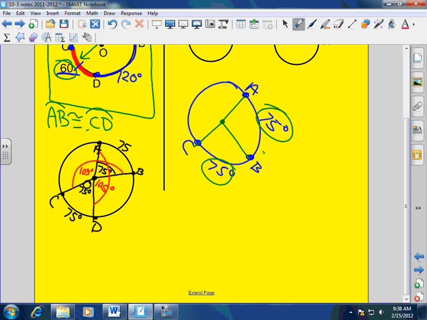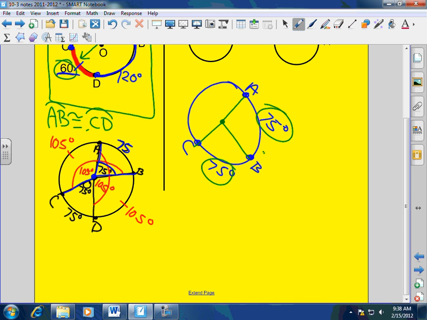In this case, I am 100% guaranteed correct here. This would be 105, and this would be 105. You're not assuming anything. You have radii here. That has to be 75 degrees, correct? Everyone, you right?